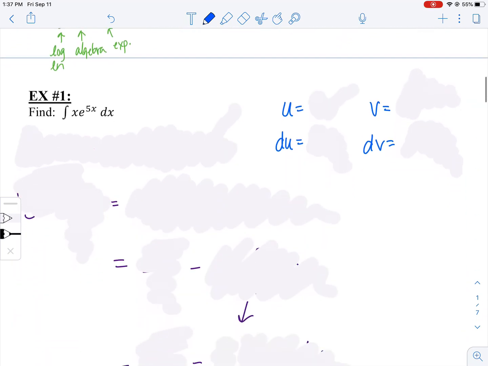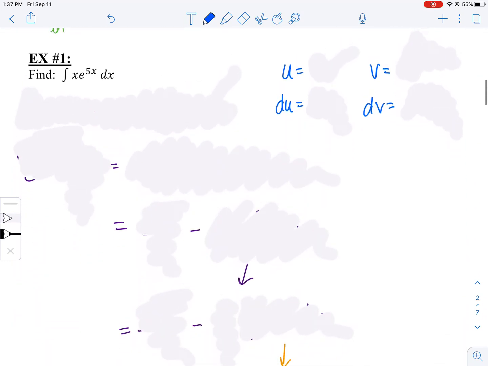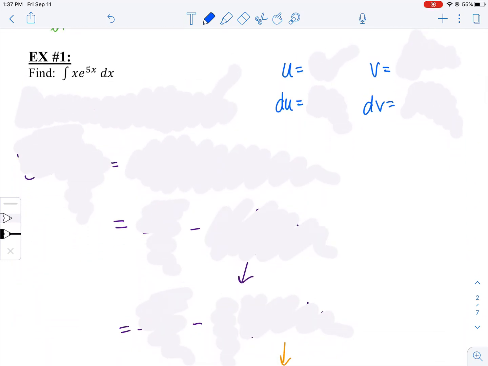Let me show you a few examples. In example number 1, we are integrating x times e to the 5x with respect to x. Maybe you noticed that I have a variable here, x, times another function with a variable. What I have here is a product rule. If I tried to use u substitution, it wouldn't quite work out and I would have some extra x's in there that I couldn't get rid of. So u substitution wouldn't work in this problem.